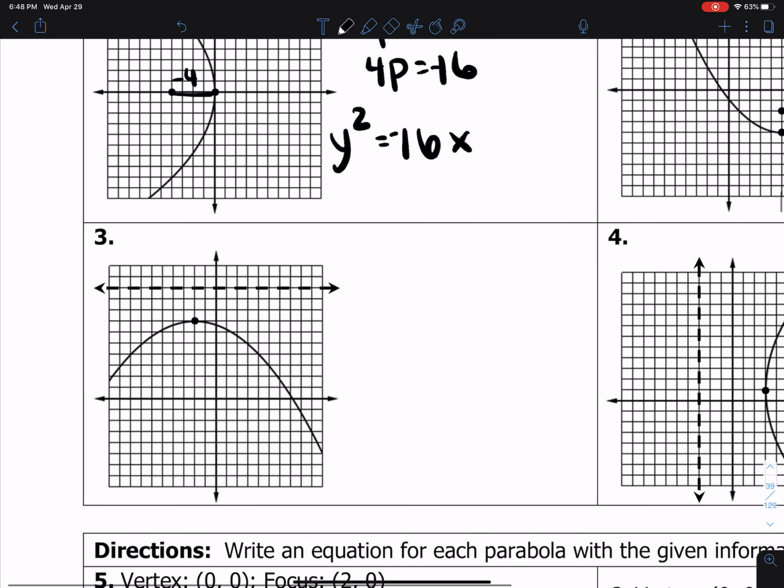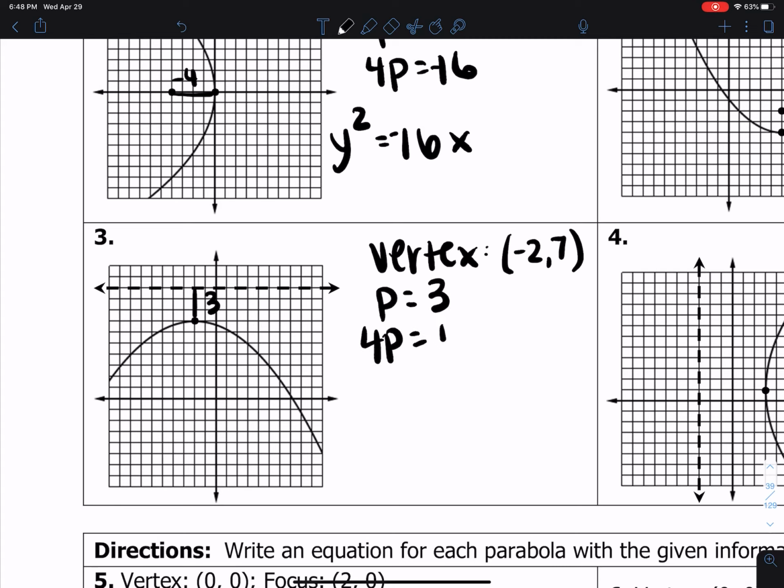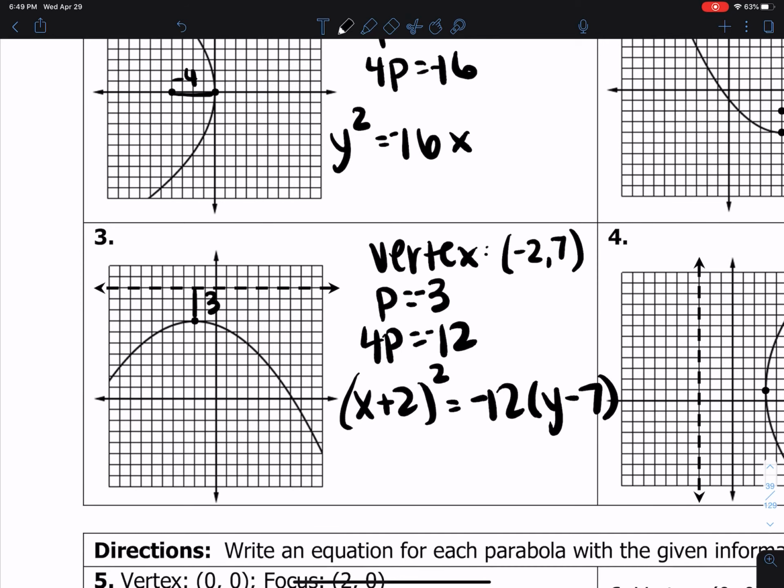Okay, the next one, we have the vertex and the directrix. So on this one, the vertex looks like it's at -2, 7. And the directrix is 3 units up. So that means that p is 3, and then 4p would be 12. This is opening down, so the 4p is going to be negative. So we can write p is -3. And then we have x plus 2 squared equals -12 times y minus 7. And that's our equation.